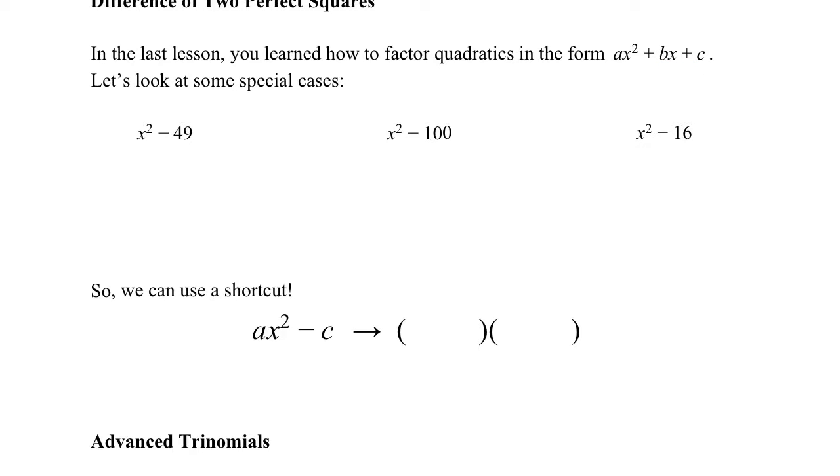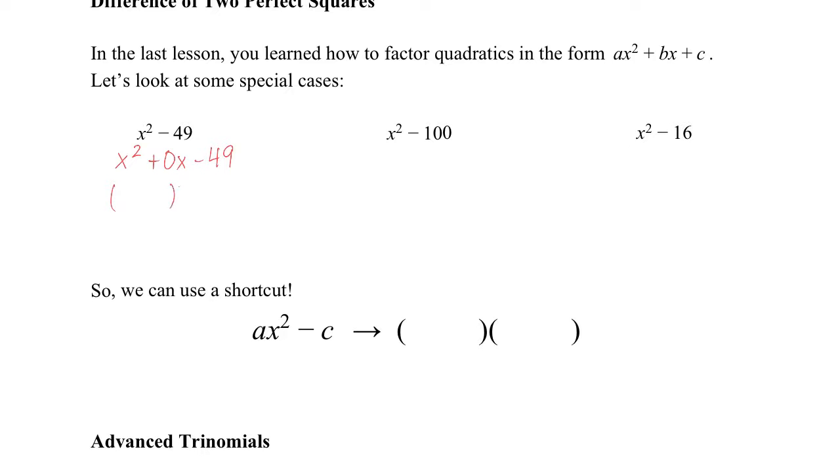Well, let's look at these three examples right here. And what I want you to notice about all three of them is that they're missing the b term. They're missing the term that has just x. They have the x squared, and they have the one that doesn't have an x, but they're missing the middle term. So what we could do is we could just add it in as a 0. So what I mean by that is we could do this. We could say, okay, well, this could be x squared plus 0x minus 49. Now we have a normal trinomial that we're used to factoring.